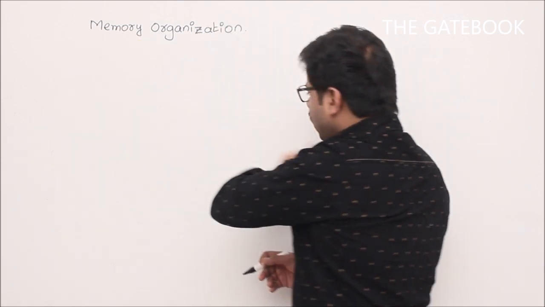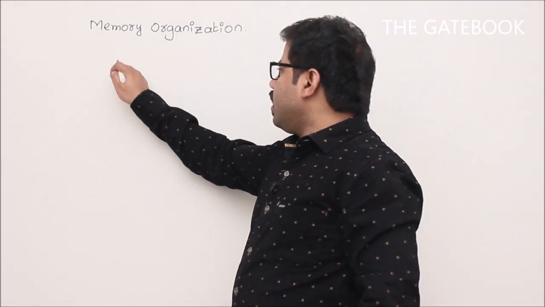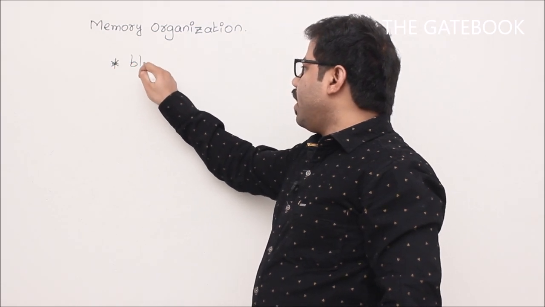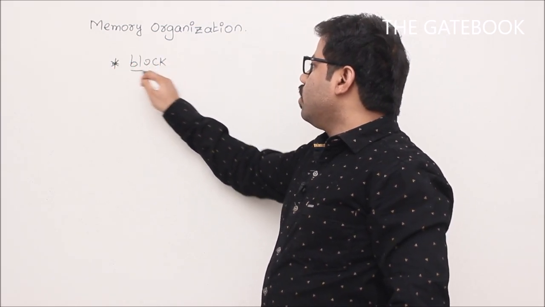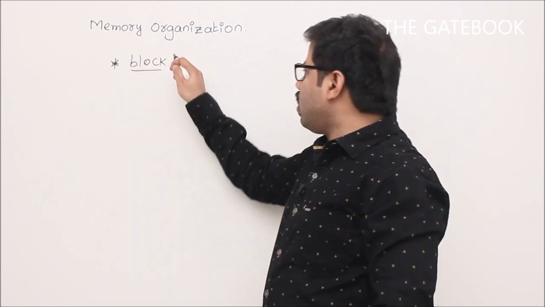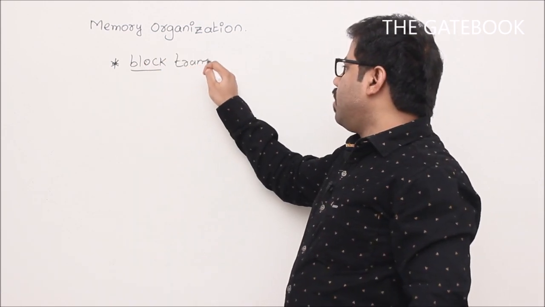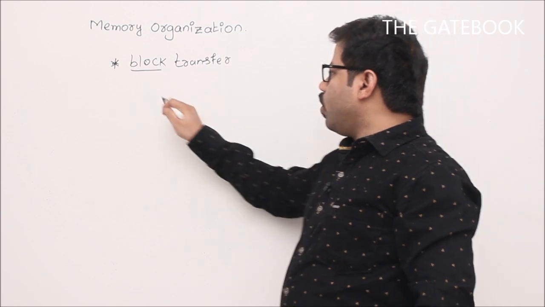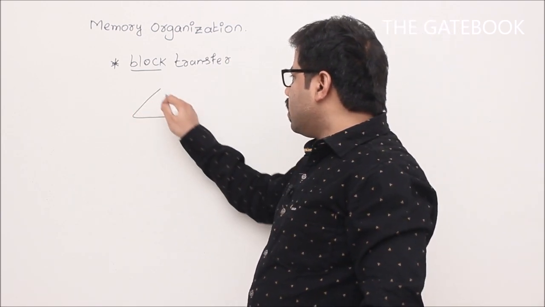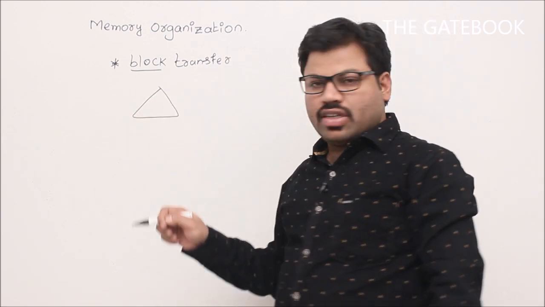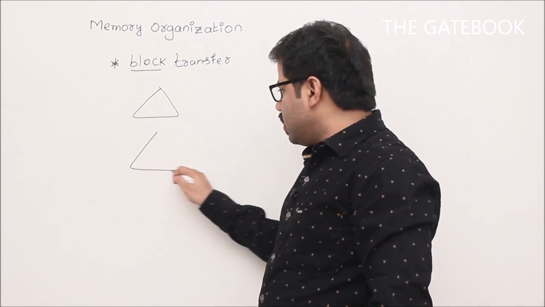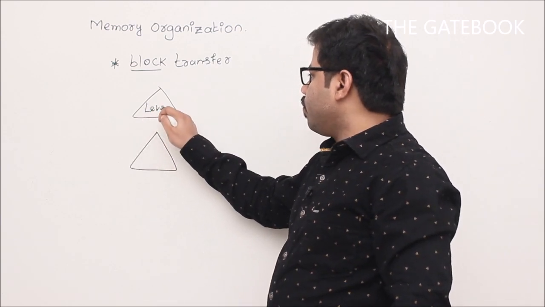Now apart from that we have one more thing. We transfer the data from any level to any level usually using a block. That means we do block transfer. I will explain what it means. Let us take only two levels. Because at any time we are dealing with only two levels, correct? So let's say you have two levels, level 1, level 2.